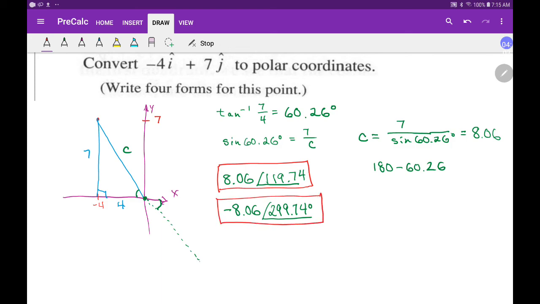And then I could start talking about negative angles. I could talk about negative angles, and I could talk about negative directions. So play around with that and see if you can come up with the other two versions.